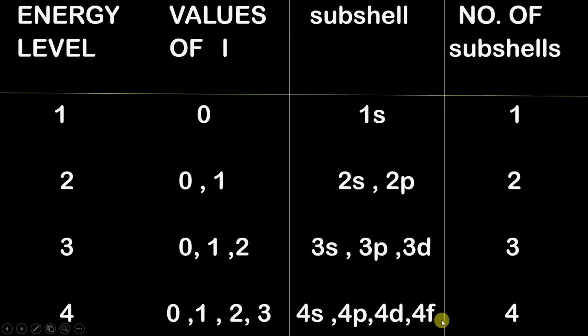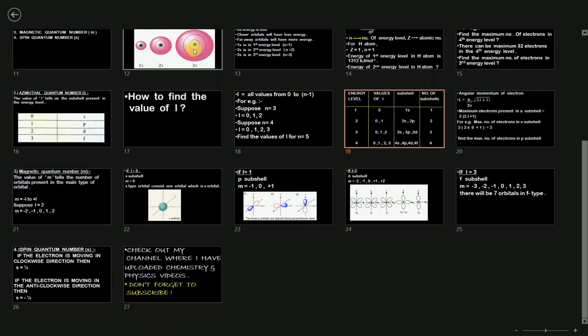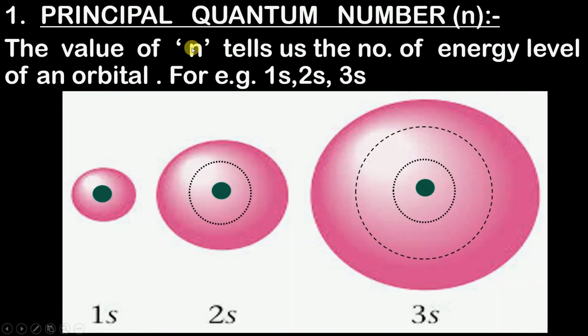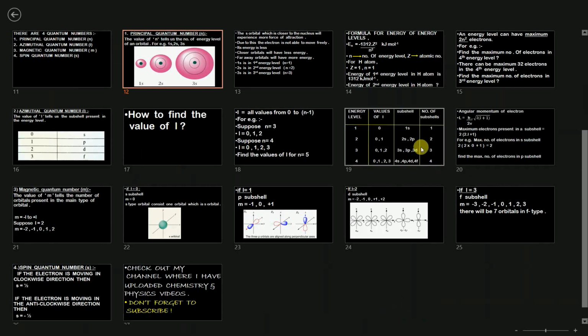Okay, now you might be understanding that in the principal quantum number I had taken 1s, 2s and 3s. Let's move over there. If you observe over here, I have taken 1s, 2s and 3s, where this 1, 2 and 3 are nothing but the energy levels. Okay, now this might help you to clear the concept.